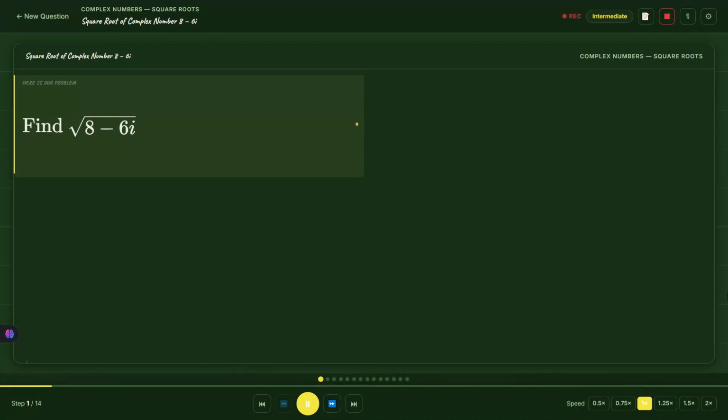Hey there! Today we have a fun puzzle. We need to find a special number that, when we times it by itself, gives us 8 minus 6i. Let's go step by step, it's easier than it looks.